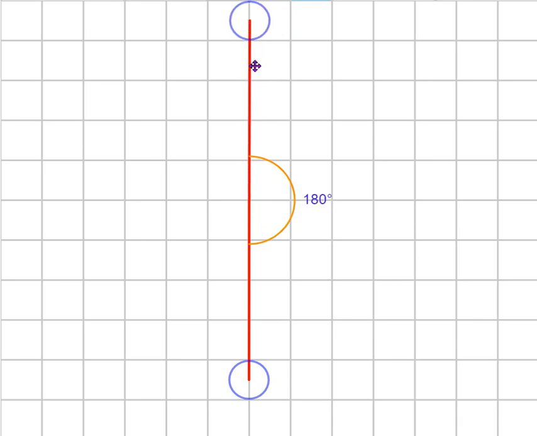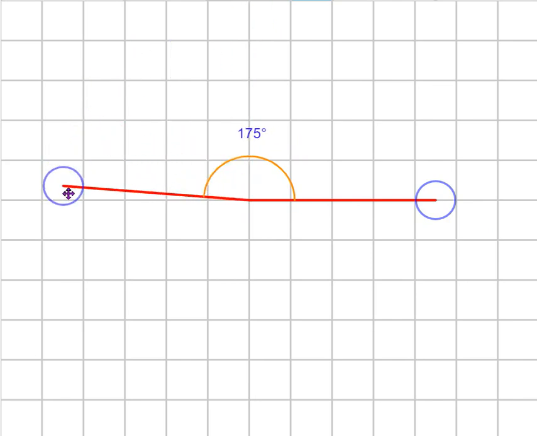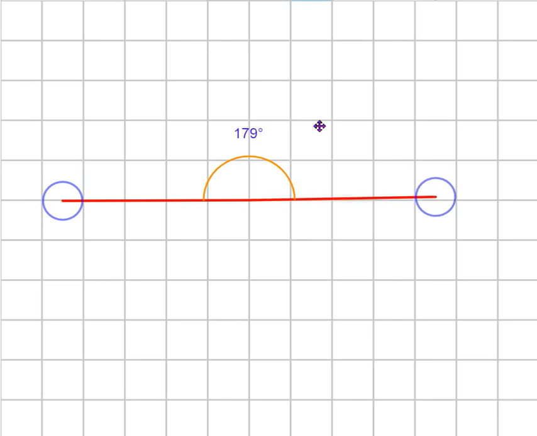As long as it's not completely vertical. If it was completely vertical, it's called a straight angle. And we call it that because it's a straight line. There's our right angle. There's an obtuse. There's a straight. There's an acute.